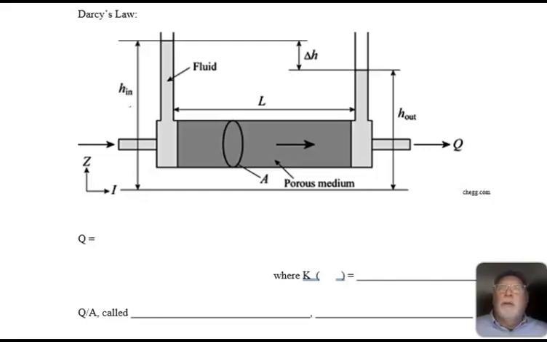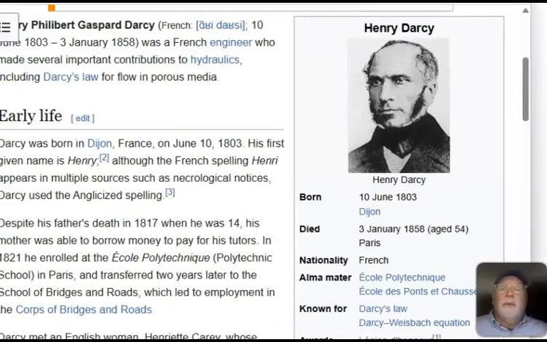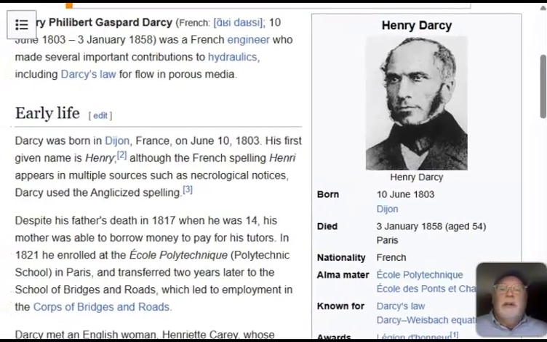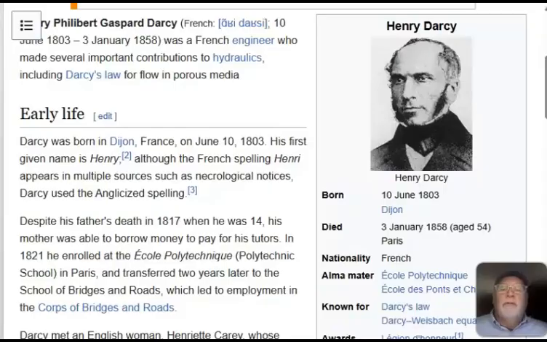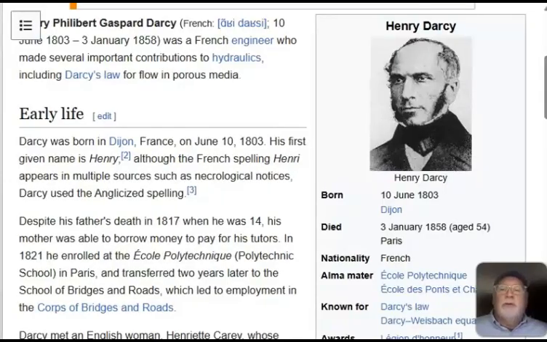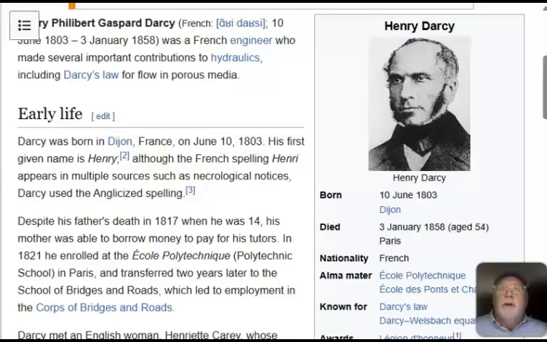Darcy's law is the fundamental law for groundwater flow. Everything in groundwater is built off of it. And it was developed by Henry Darcy, who was the city engineer for the city of Dijon, France. He's also the same Darcy of the Darcy-Weisbach equation for pipe flow.